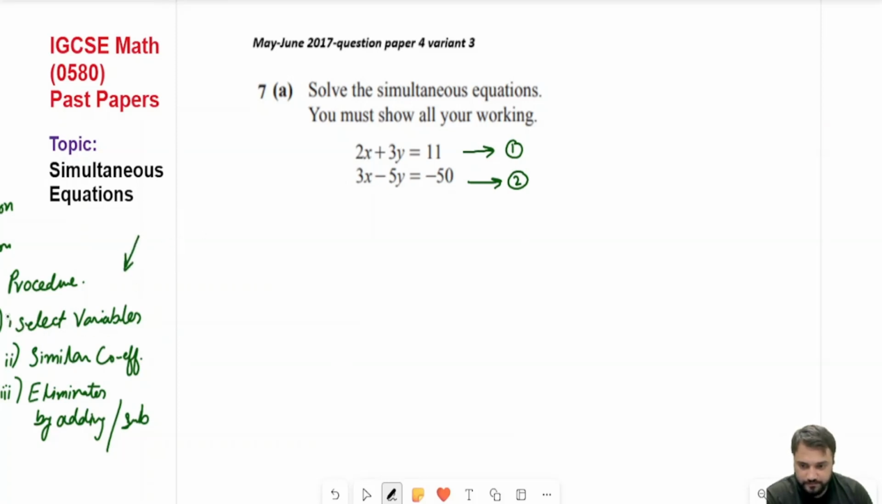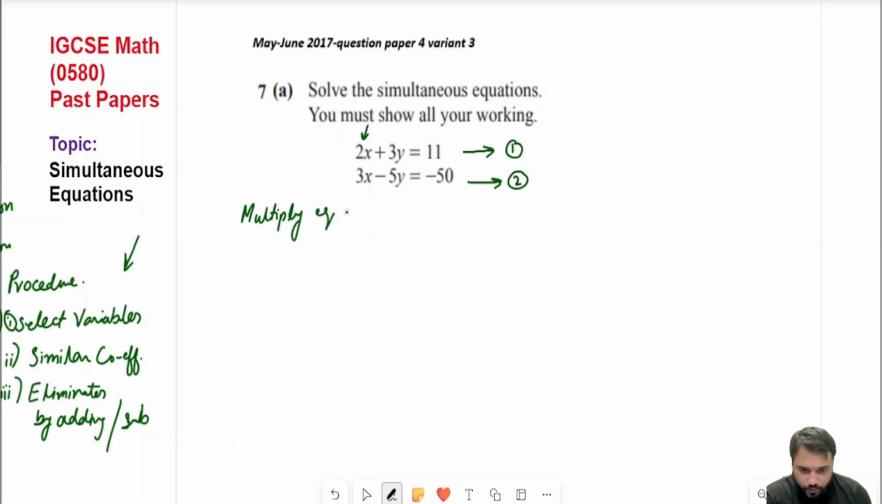First step is select variables. It's up to you which variable you select. I select x variable here. In equation 1, the coefficient of x is 2 and the coefficient of x is 3 in the second equation. What should I do now? I will multiply. I'm going to write it here. Multiply equation 1 by 3 and equation 2 by 2.